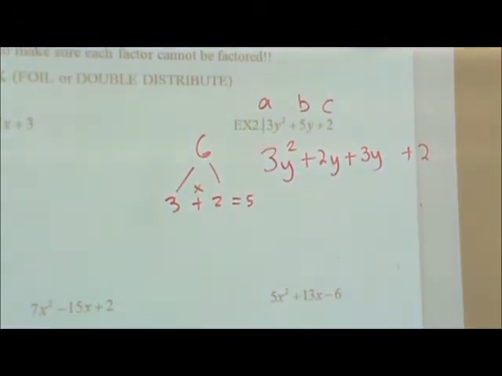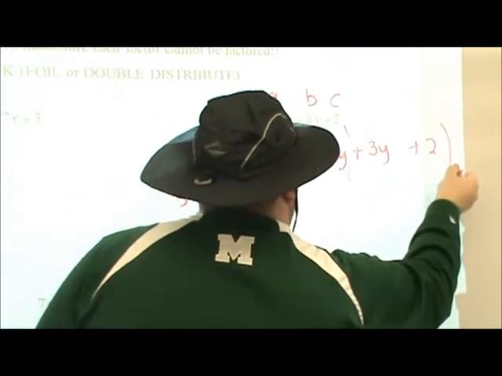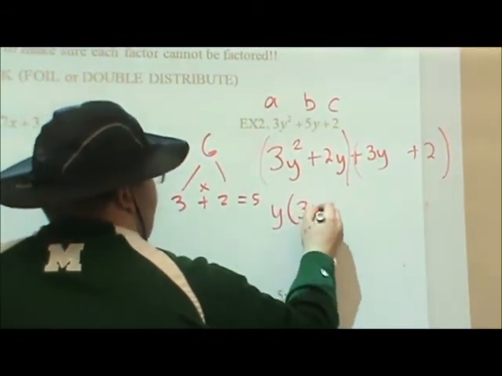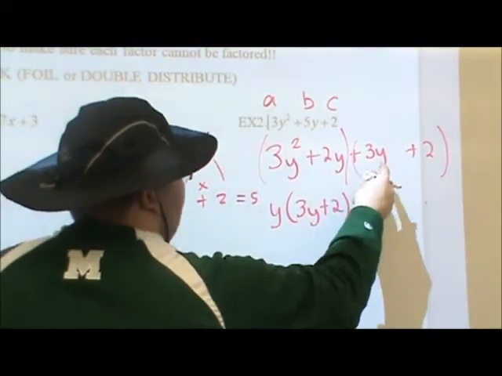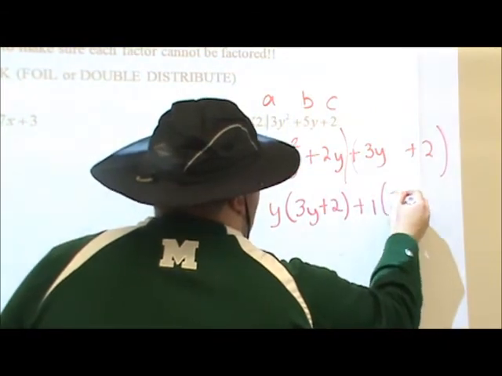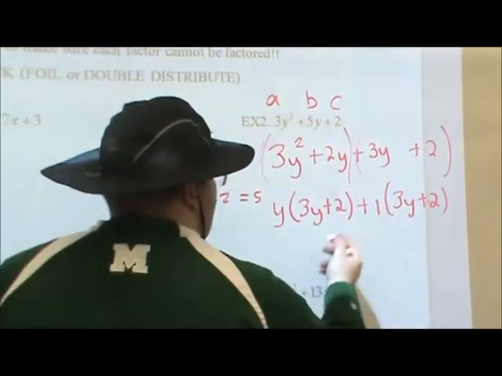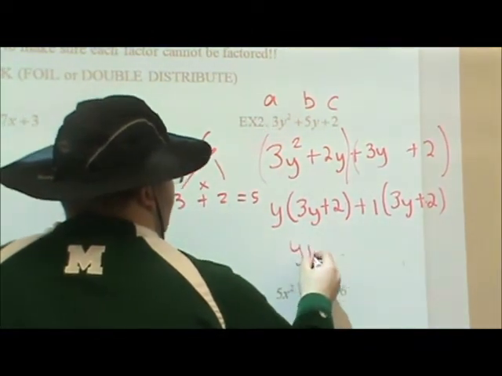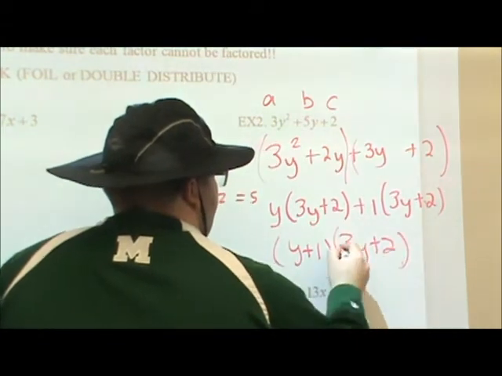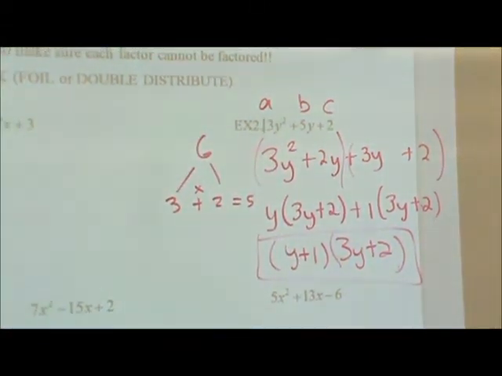And now from here, 4 terms, we're going to group, and only plot a y here. So we got 3y plus 2. Doesn't look like we can pull anything out here, so we know we can plot a 1. And then you're going to see that we end up with y plus 1, 3y plus 2. Box it up. And then just check it out on the side here.